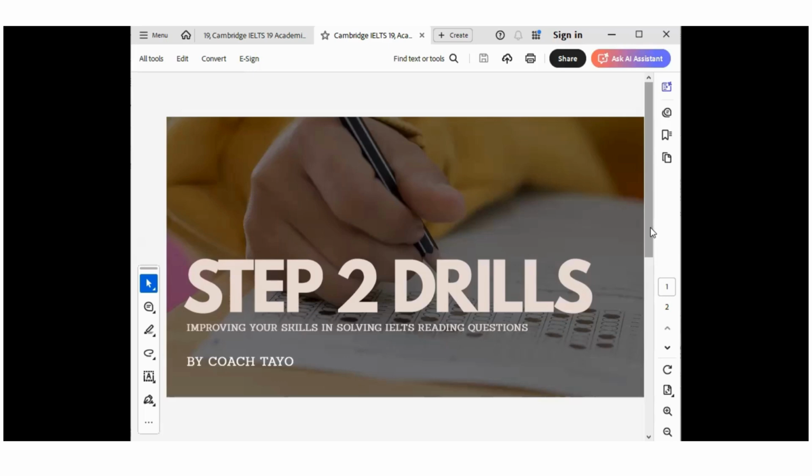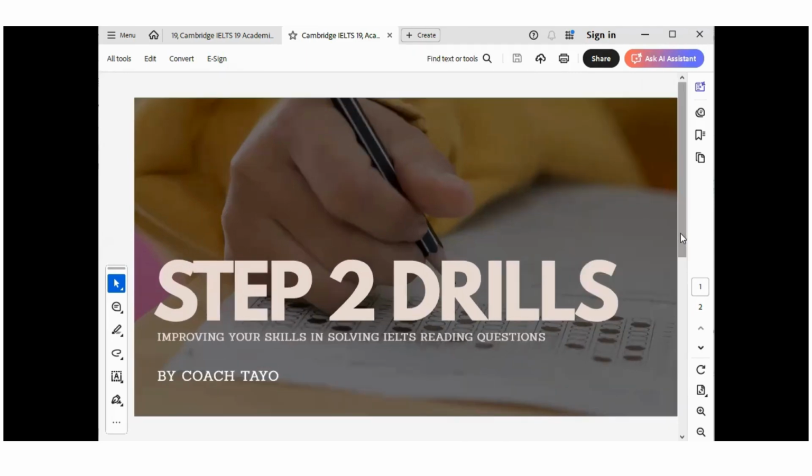So when I say that you master a question type, what I basically mean is that you learn how to solve that particular type of question and you practice solving lots of that particular question type. So for example, we have gap filling questions, okay? You learn how to solve gap filling questions and you practice with lots of gap filling questions.